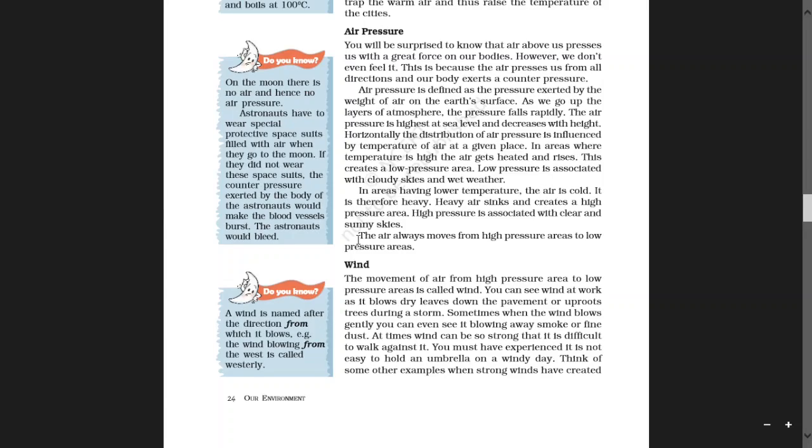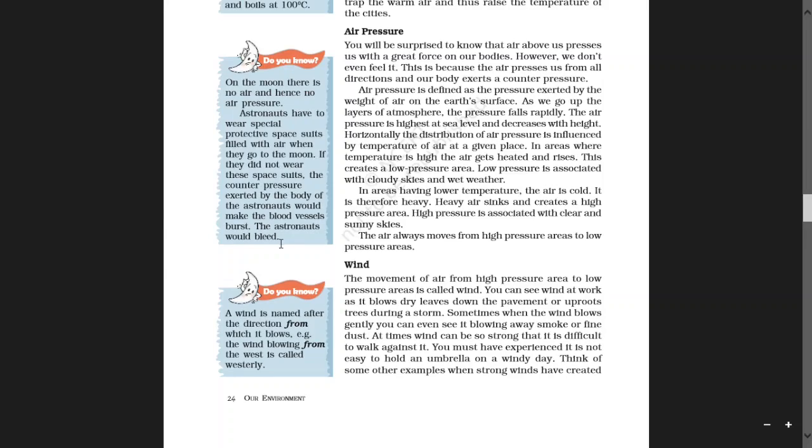Then another fact it has given, do you know this one? In space, on the moon there is no air and hence no air pressure. Astronauts have to wear special protective spacesuits filled with air when they go to the moon. If they did not wear these spacesuits, the counter pressure exerted by the body of the astronauts would make the blood vessels burst. The astronauts would bleed. So this fact also you have to know.